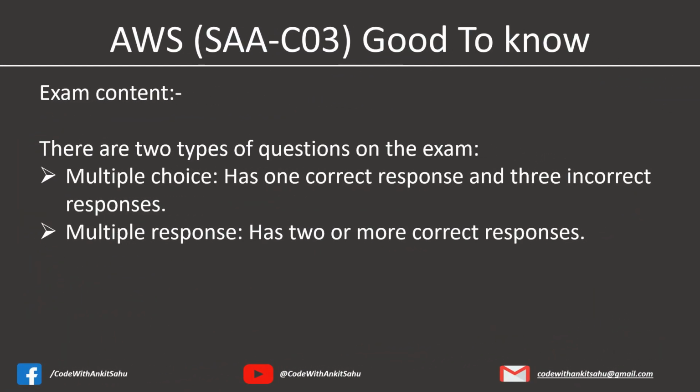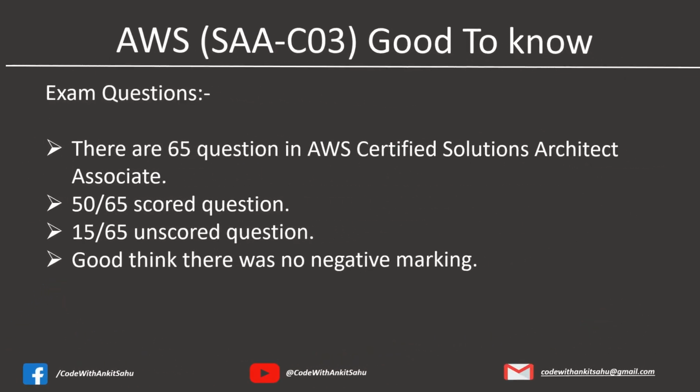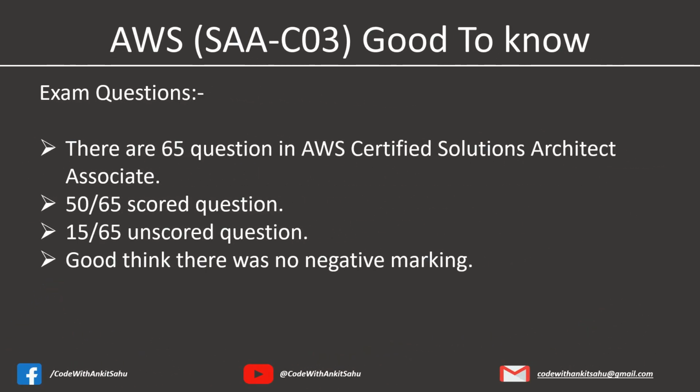AWS SAA-C03, good to know. Exam content: there are two types of questions on the exam: multiple choice, which has one correct response and three incorrect responses; and multiple response, which has two or more correct responses. Exam questions: there are 65 questions in the AWS Certified Solutions Architect Associate exam, 50 scored questions and 15 unscored questions. Good thing there is no negative marking.